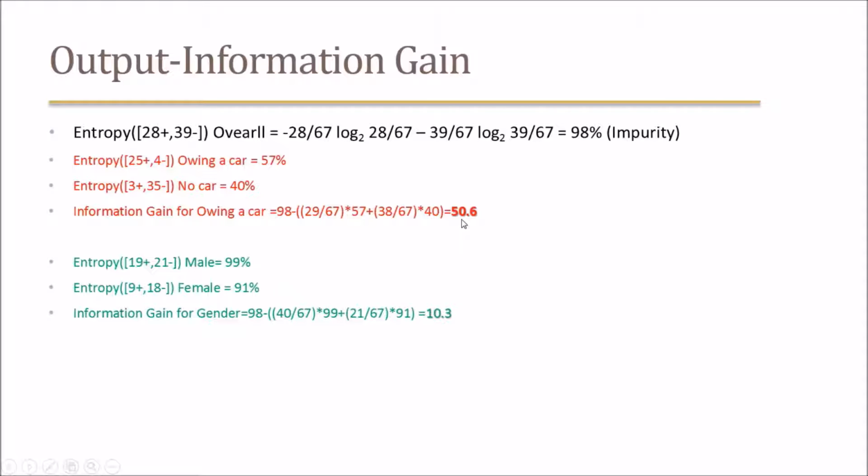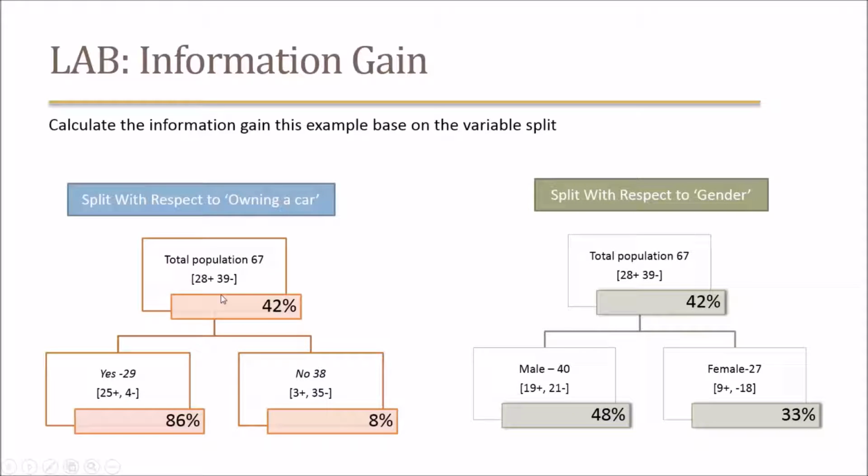Definitely the first variable has a better lift. Then we would say that if we split the whole population with the variable owning a car, then we might see a better result in segregating the customers.